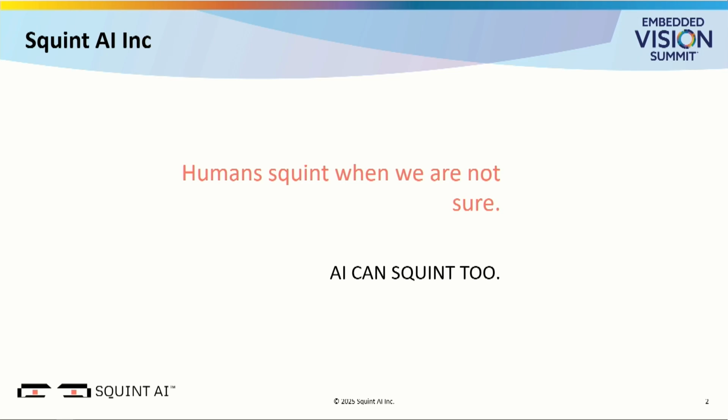Now, by and large, this is not how AI functions today. And so at Squint AI, that's what we're changing, is the idea that you don't have to make a decision if you're not ready.